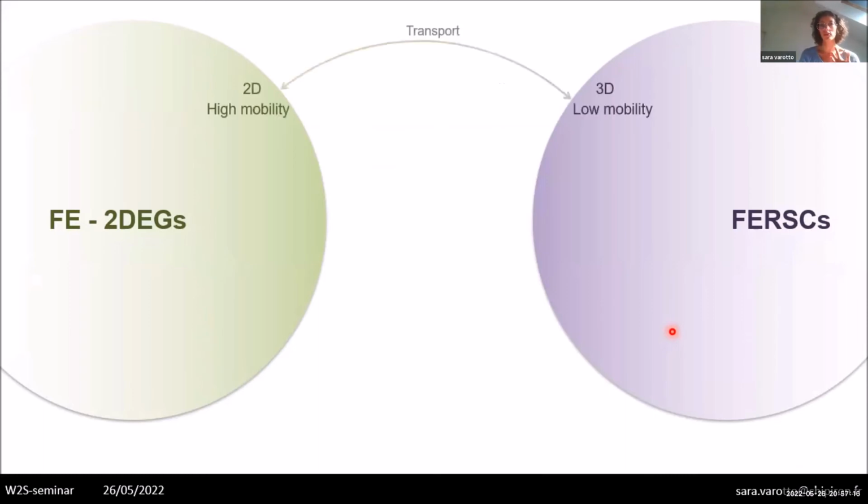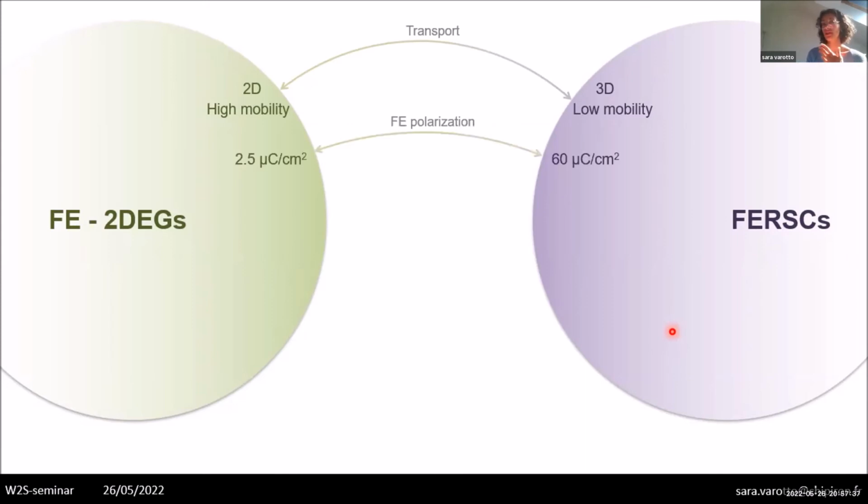So let's start, for instance, from the transport point of view. We have quite high mobility, two-dimensional conduction in the two-dimensional electron gases, of course. Whereas in FERSC, at least in germanium telluride, we have a 3D conduction with quite low mobility because it's quite difficult to control the defect concentration in this material.